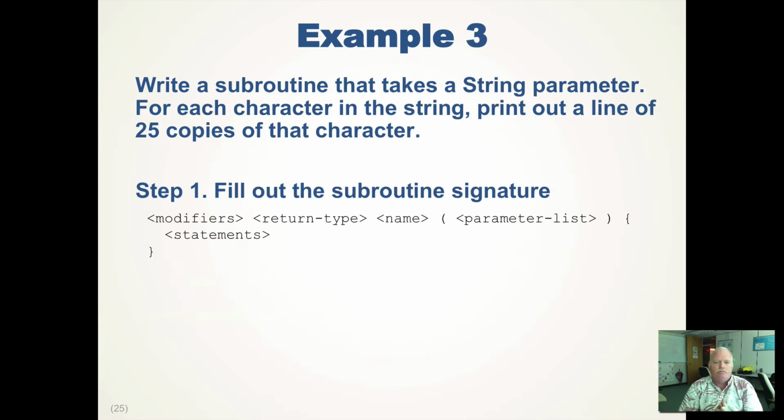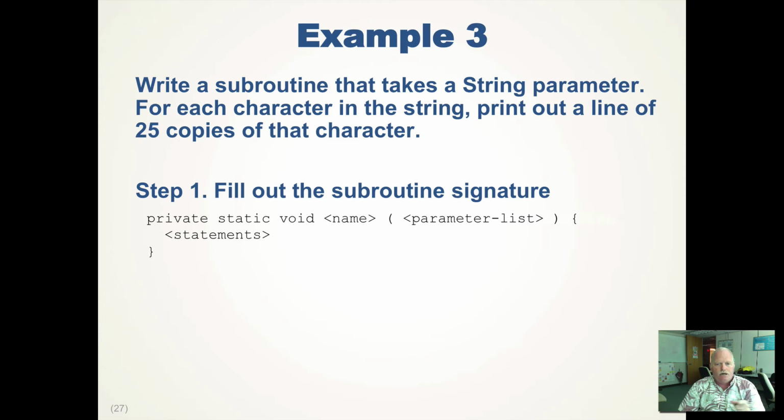Example number 3, write a subroutine that takes a string as a parameter. For each character in the string, print out a line of 25 copies of that character. Step 1, fill out the subroutine signature. It doesn't say it's private, so we might as well make it public. I made it private; we can make it public or private, it doesn't matter, it doesn't say. What's the return type? It again doesn't say what we're doing, so might as well be void.